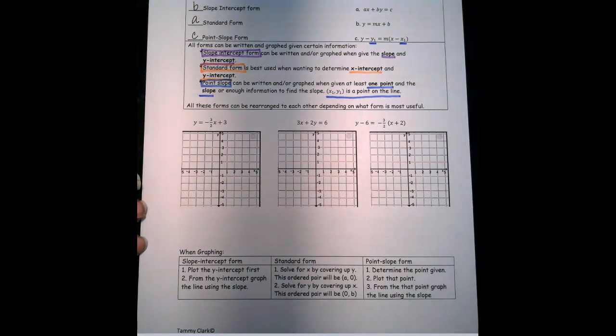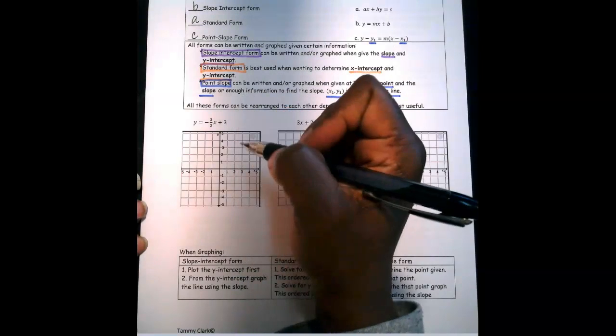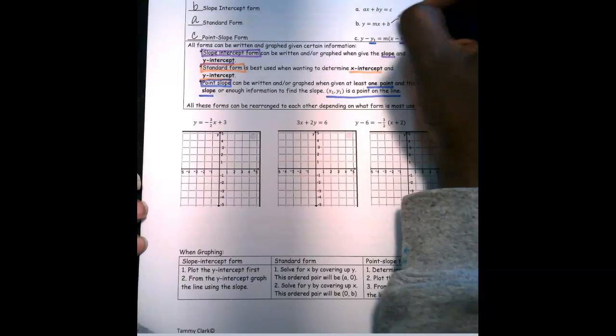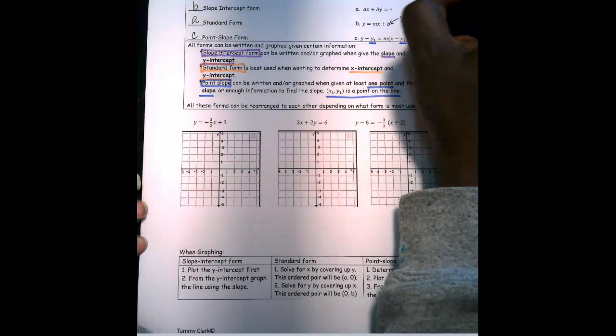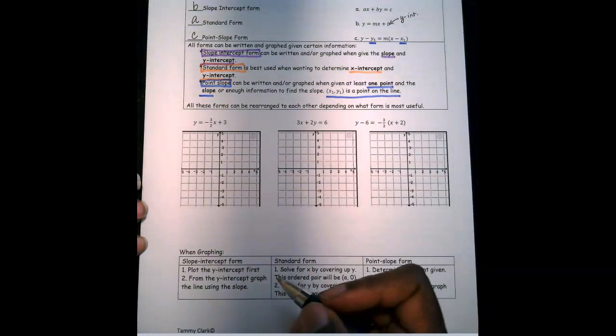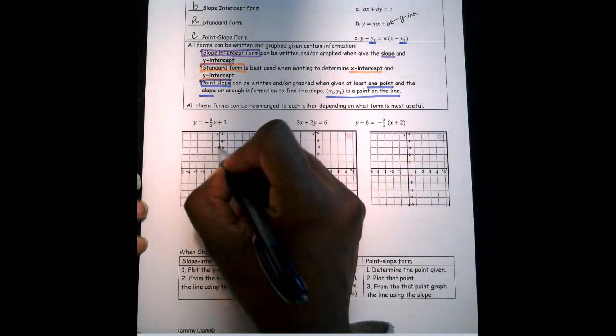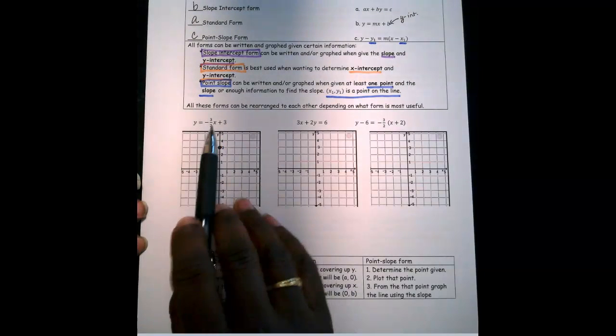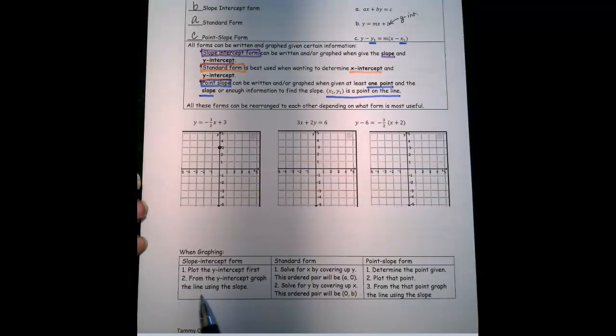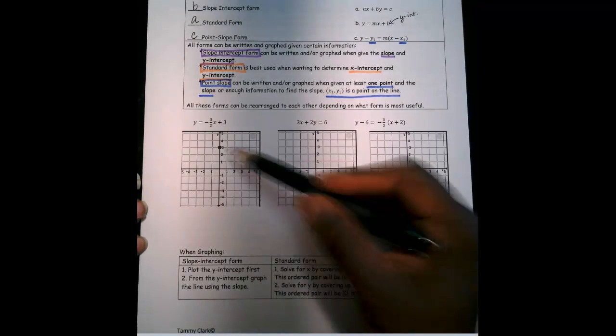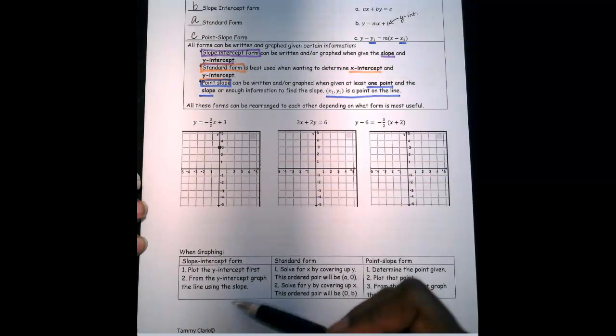What we're going to do is go ahead and graph. So I've given you some clues down here on how to graph. When you're graphing slope-intercept form, the first thing you're going to do is plot the y-intercept. And remember that B is the y-intercept. So you're going to plot that first. So I'm going to plot 3, and then I'm going to apply the slope. So from the y-intercept here, we're going to graph the line using the slope.